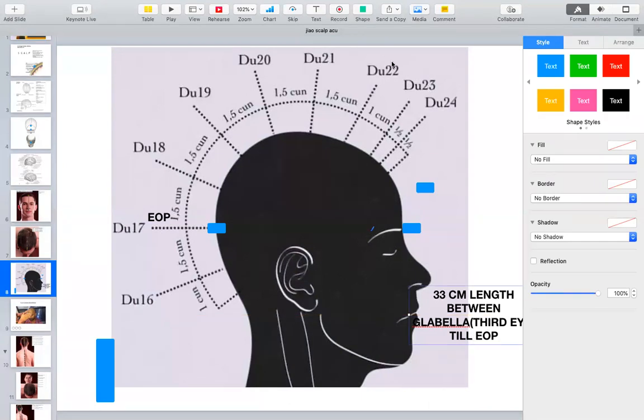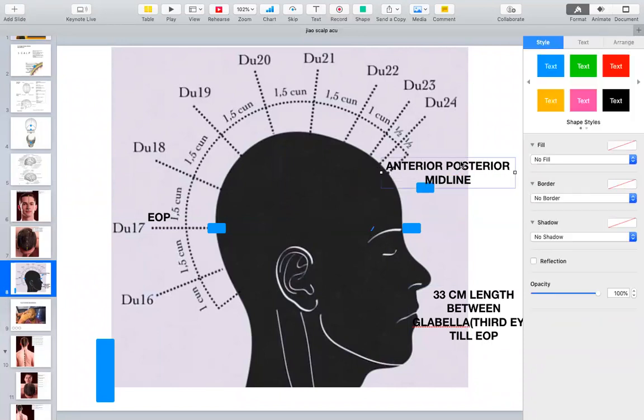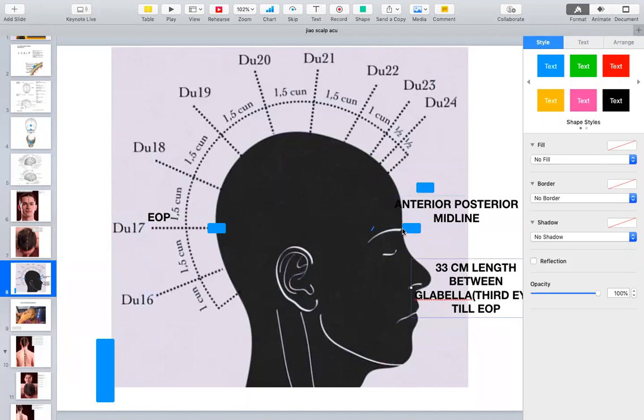The name of this line is the anterior posterior midline. So now our question is: what is the anterior posterior midline? The answer is: this line starts from the midpoint of the eyebrows or glabella and goes till the EOP. And the total length is ideally 33 centimeter. It may vary a little bit from person to person.